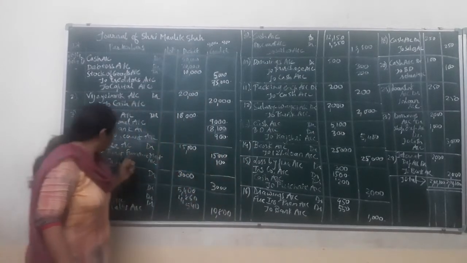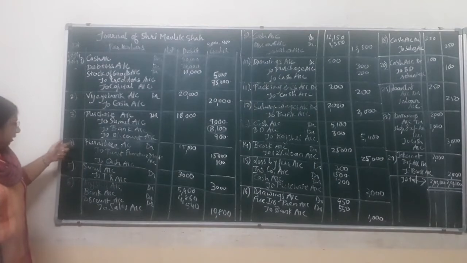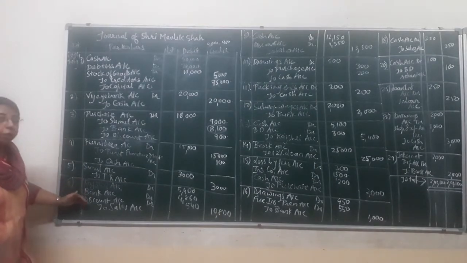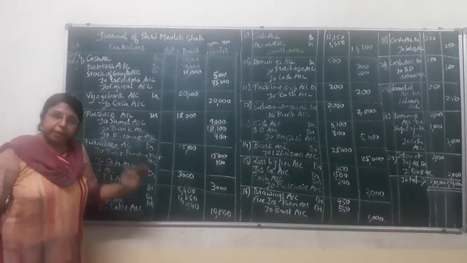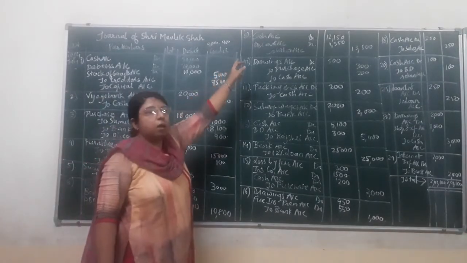Previously, whatever journal entries we have written, both were transactions where half was a credit transaction and half was a cash transaction. Here the full transaction is a cash transaction.